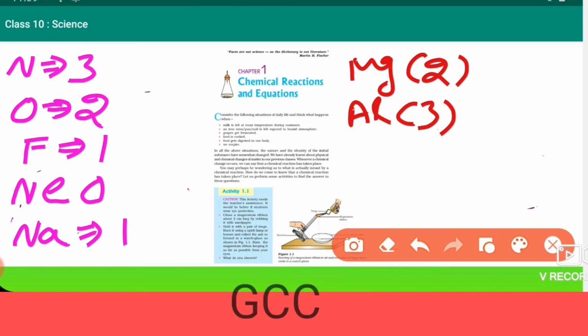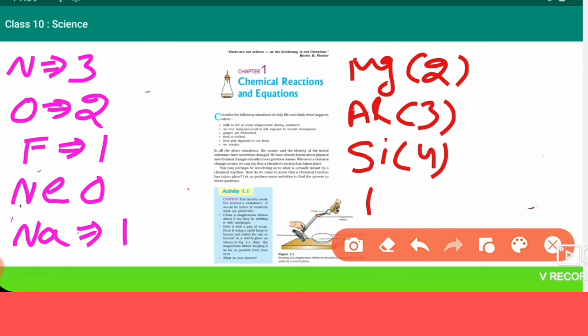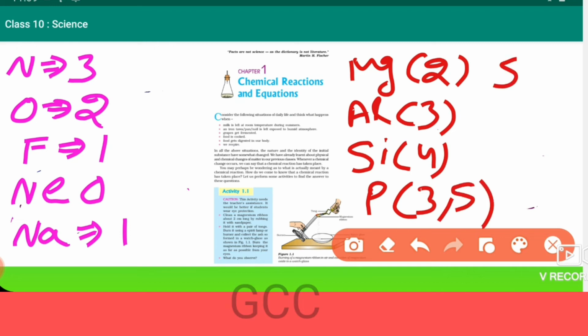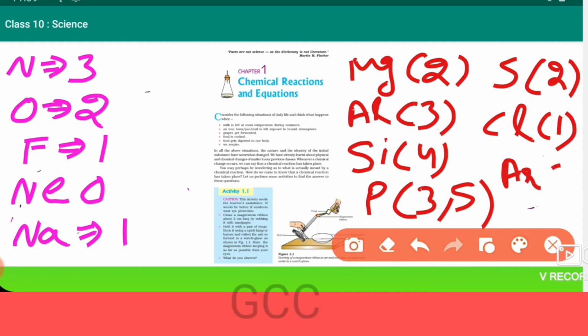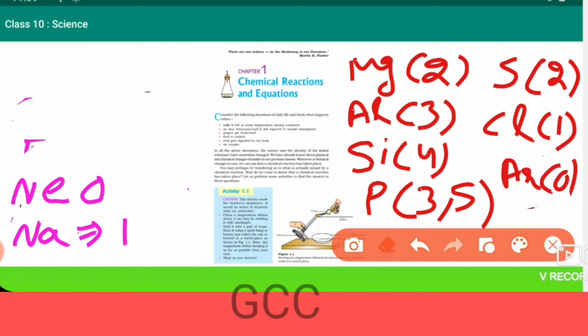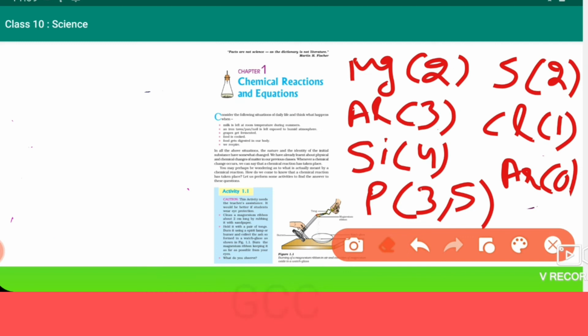Then after aluminium, silicon valency is 4, phosphorus valency is 3, 5, sulfur valency is 2, chlorine valency is 1. Then argon is 0 because it is again a noble gas configuration. Same way, we can write two more. The first 20 elements' valencies at least should be on our fingertips, then only we can do this chapter very easily.